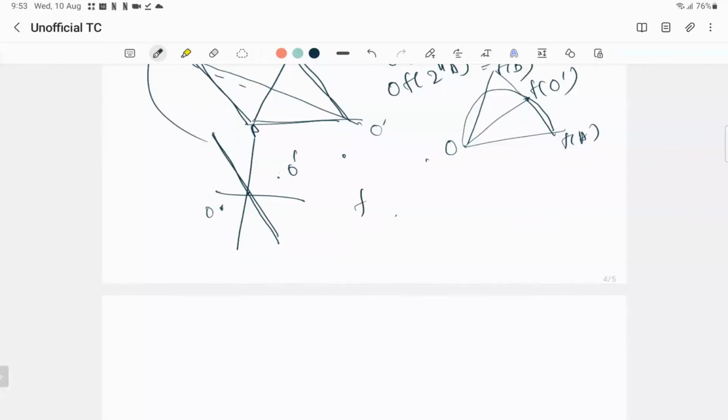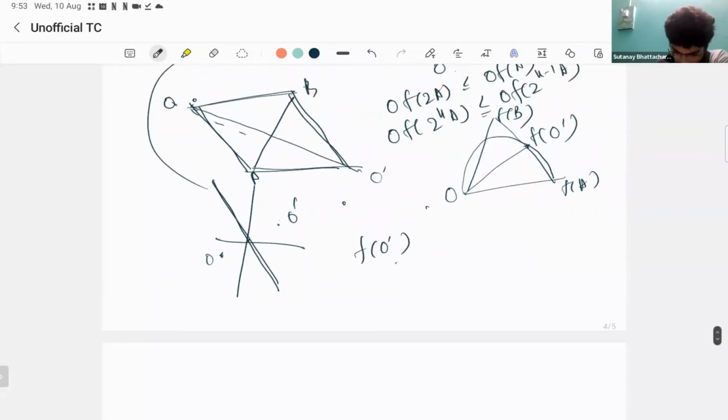Wait, so this means f of O dash lies on this line. f of O dash lies on which line? The line, the image of this line. Oh, wait, is it? Oh, right, yeah, of course. Oh, that is interesting, because then you can take a line parallel through O dash, for example, and that would have to map to some line. Okay, no, never mind. That doesn't really do anything.